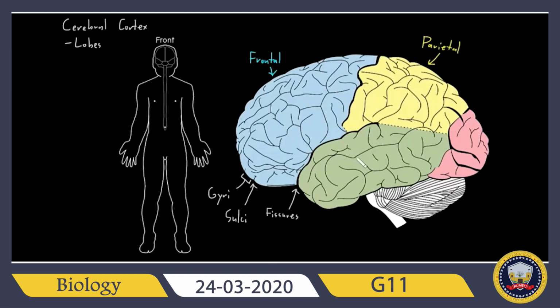This one right here on the other side of this big fissure from the frontal lobe is by the temporal bone, so we call that the temporal lobe. Temporal lobe. And this one way in the back is by the occipital bone of the skull. Occipital, so we call it the occipital lobe of the brain.